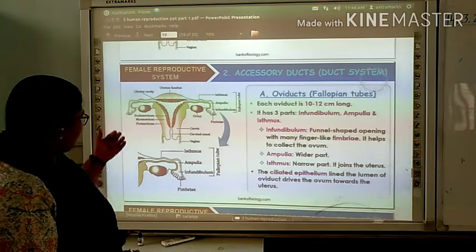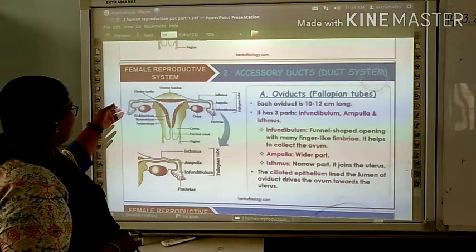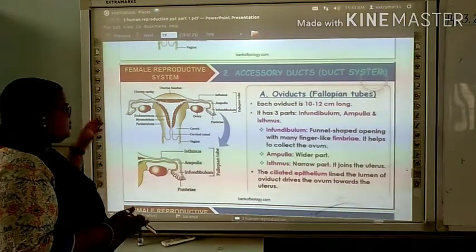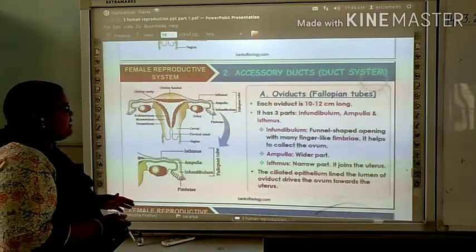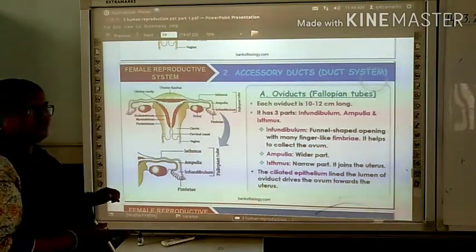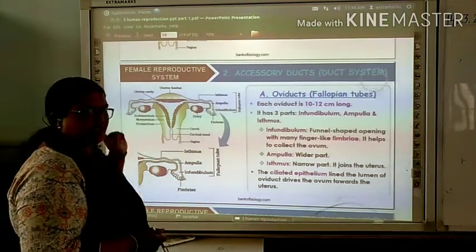And the second part of the fallopian tube is called the ampulla, which is the wider part. You can see that this is the shorter, wider part. And the last part, which is very narrow, is called the isthmus, and that will join to the uterus.